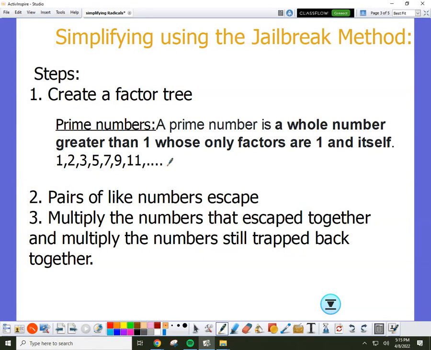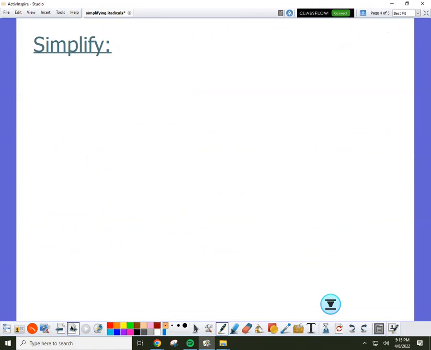After we're completely factored, only pairs of like numbers get to escape the radical. Okay? After they escape, we're going to multiply the numbers that have escaped together and multiply the numbers still trapped back together. So that's going to make more sense when we go over it. So let's talk about an example.